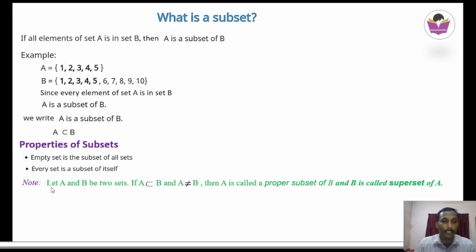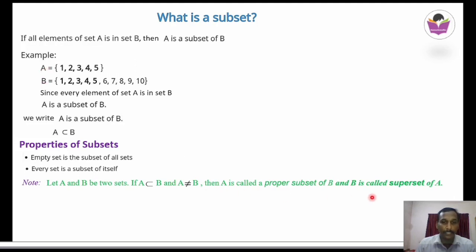Point by point. Let A and B be two sets. You see here, A is one set and B is another set. These are the two sets. A is a subset of B. It is clear. Every element of A is there in B as well. So A is a subset of B. Condition satisfied. A is not equal to B. Exactly the same elements are not there in A and B, because 6, 7, 8, 9, 10 are not there in A. Because of that, these two are not equal sets. Condition satisfied.